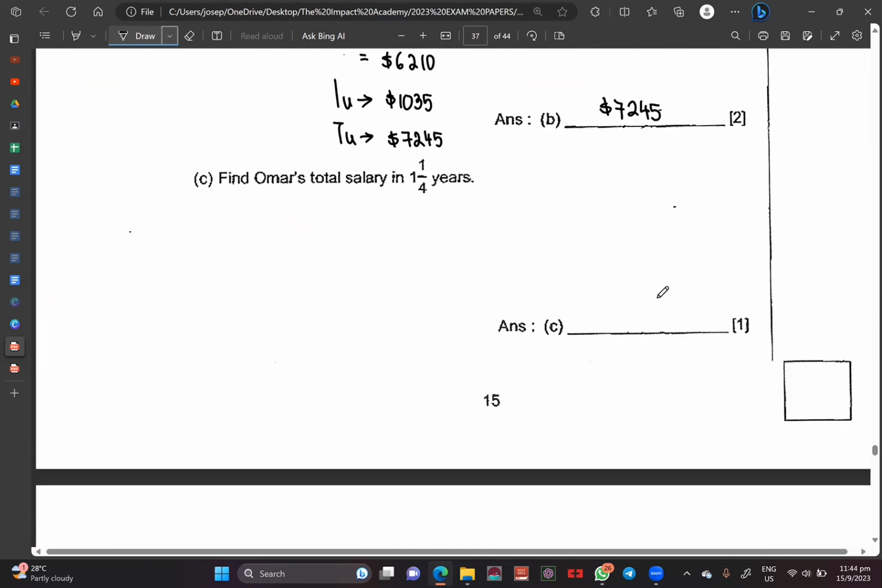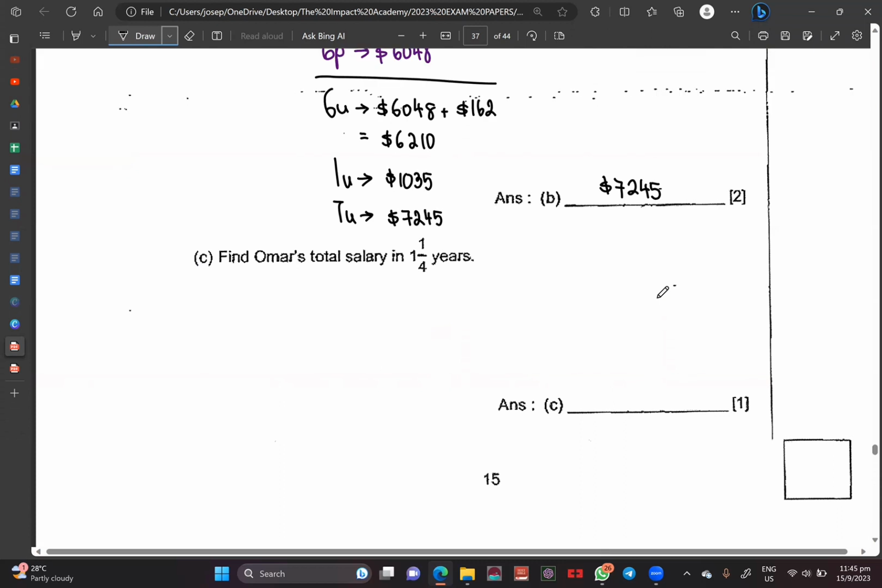Now for part C, it says I want you to find Omar's total salary in 1 1/4 years. Now, what exactly is 1 1/4 years? So let's convert this to something that we know. For 1/4, you just have to make the denominator 12. If I want this to be 12, I would just have to times 3, and then you get 3/12. This basically means 1 year, 3 months.